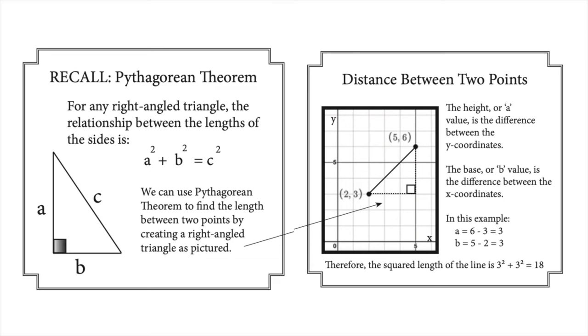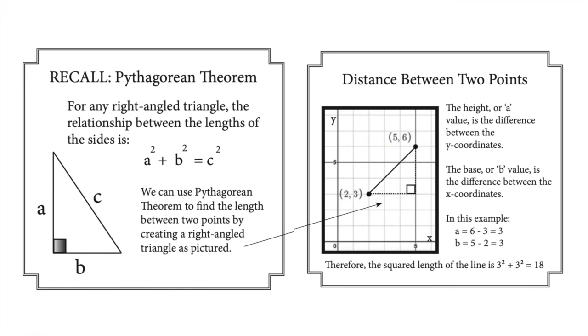So here, the height of our triangle, or our a value, will be the difference between the two y coordinates. So for our points here, the first point has a y coordinate of 3, and the second has a y coordinate of 6. So this has increased by 3. So the length of the height is 3, which we could determine by taking 6 minus 3. The length of our base, or our b value, is the difference between the x coordinates. So again, looking at these points, our first point has an x value of 2, and our second point has an x coordinate of 5.